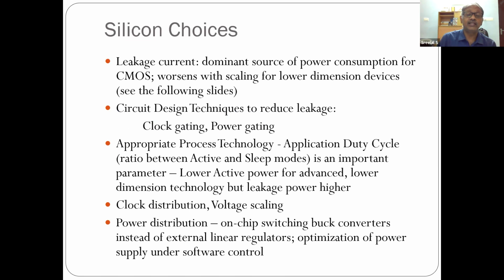So basically, in the case of low power system design, we have various silicon choices. The leakage current is the dominant source of power consumption in CMOS. It worsens with scaling. That is one of the things. For example, in our mobile phones, our mobile phone may be in standby mode for quite a long time. For example, let us assume that we operate the mobile phone in the morning and then till evening it is in standby mode.